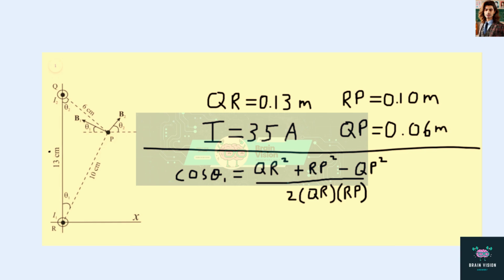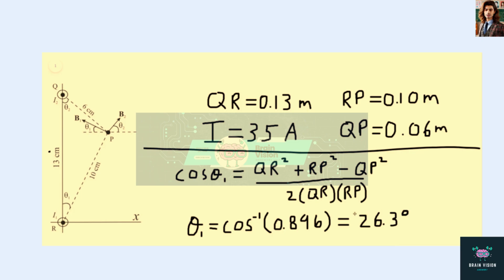The reason that RP is the added value and QP is the minus value is because we're trying to find the angle theta 1. So for theta 2, that's going to reverse. But what we find here is theta 1 is equal to the inverse cosine of this relationship. I plugged the values into this relationship, and I found that it is equal to 0.896. So this is the inverse cosine of 0.896. Taking the inverse cosine of 0.896, we find that this is equal to 26.3 degrees, which we can box in as our solution for theta 1.